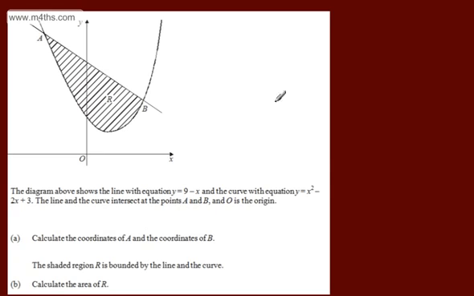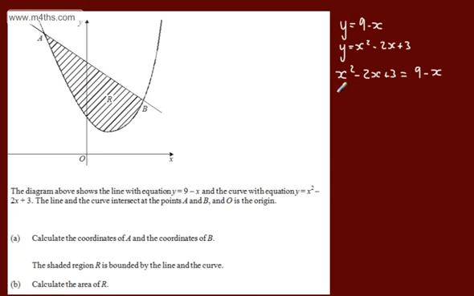Okay, so what we've got here is y is equal to 9 minus x. We've also got y is equal to x squared minus 2x plus 3. Now, if y is equal to 9 minus x and y is equal to x squared minus 2x plus 3, then these must be equal. So we can say x squared minus 2x plus 3 will be equal to 9 minus x. So we're simply solving simultaneous equations to find the coordinates of A and B.